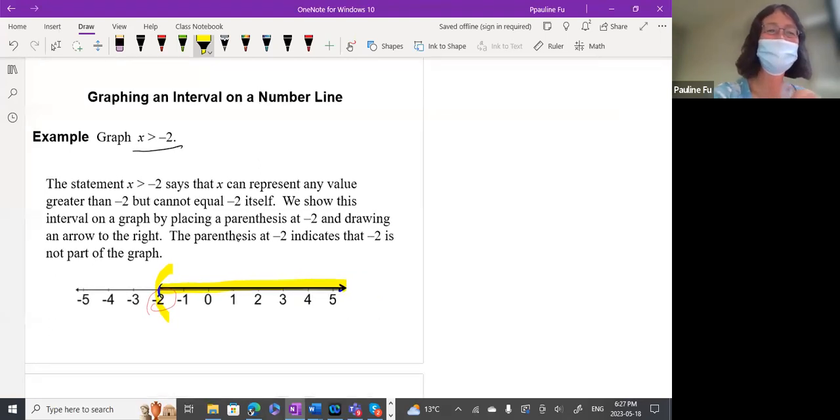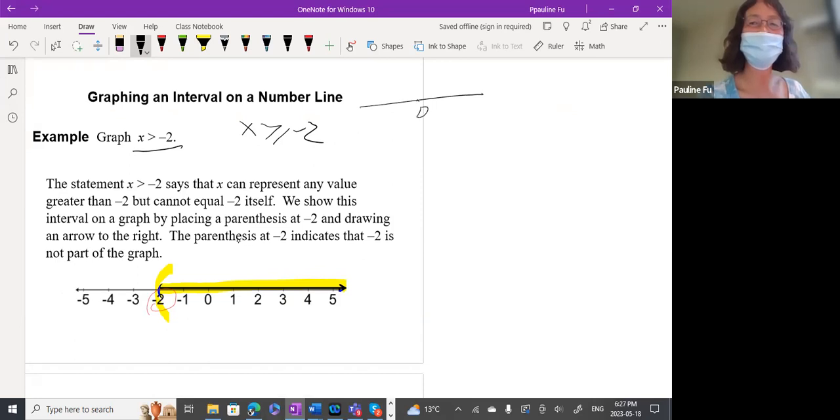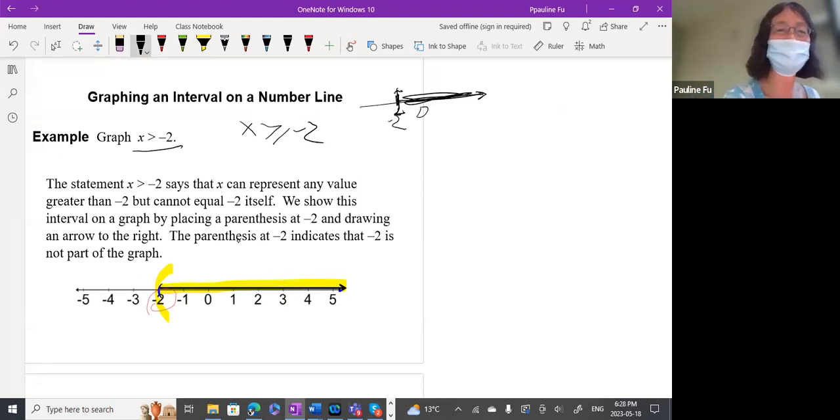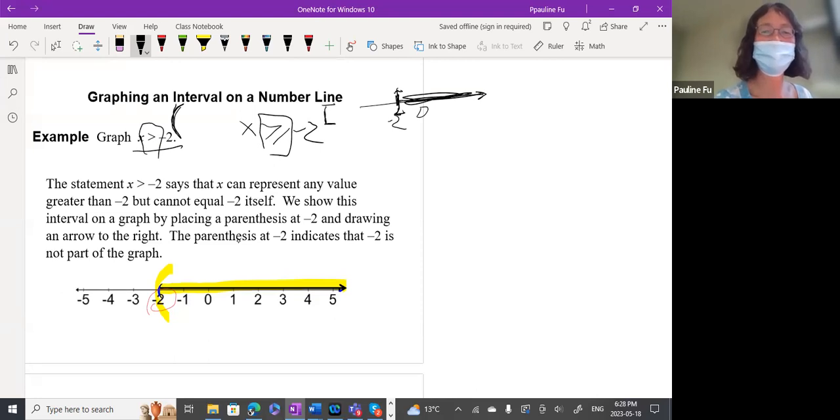Okay. If you are asked to draw a graph of x greater than or equal to negative 2, the difference is you change the round bracket to a square bracket. So the answer should be this. This is 0, this is negative 2. This is a line. So you have to change it to square. So it is square, and then this part. Okay, that is the difference between greater and greater or equal. When you have greater, it is a round bracket. When you have greater or equal, it is a square bracket.